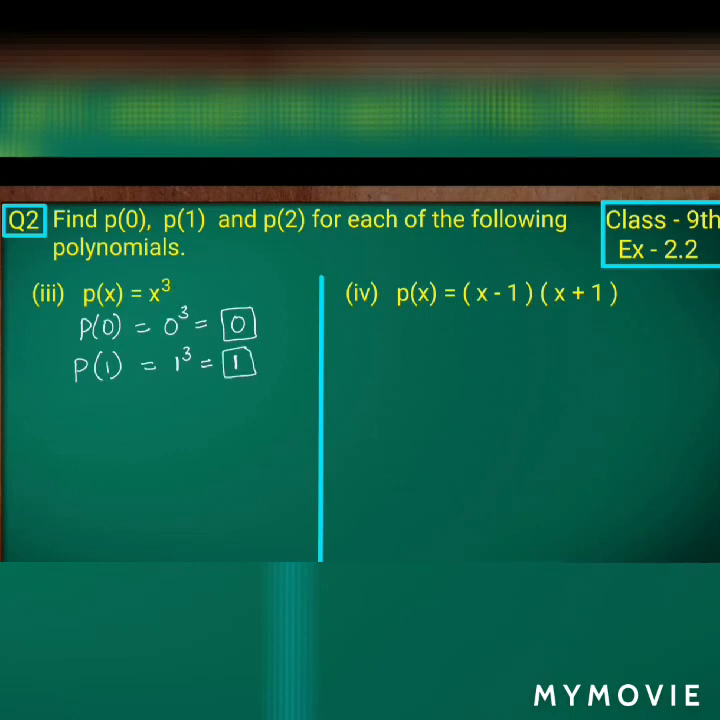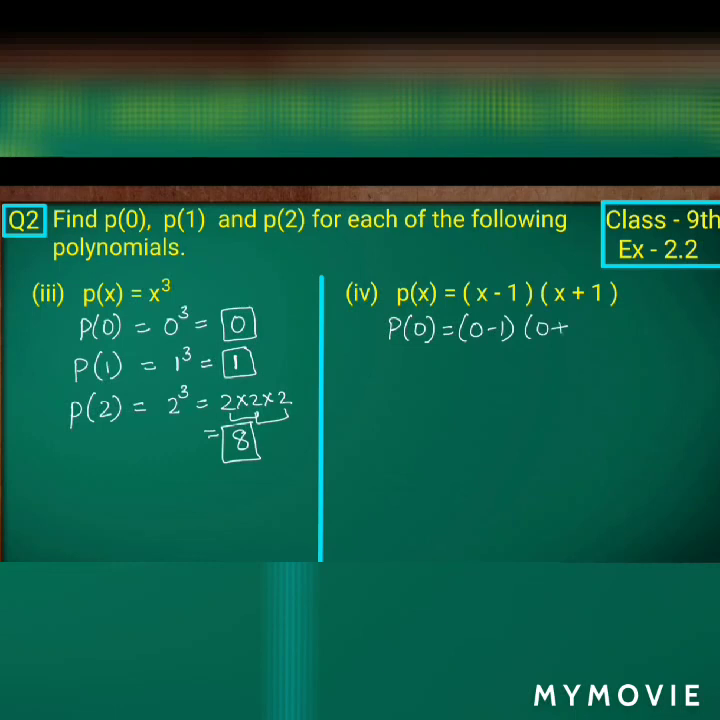Now we have to find the value at the variable x is equal to 2. P of 2 is equal to, in the place of x I am going to substitute the value 2 cube. So 2 cube is 8, that is 2 into 2 into 2. 2 twos are 4, 4 twos are 8, isn't it? 8. So this is how we have to find the values of the variables at 0, 1 as well as 2. So the next equation is P of x is equal to x minus 1 into x plus 1.